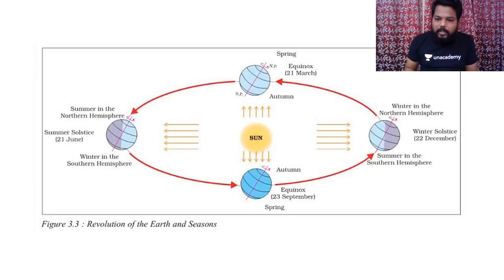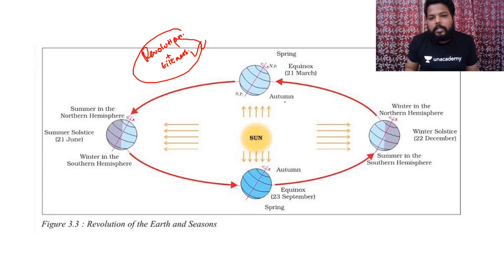Then what is the reason for seasons? Simply, it is the revolution around the sun along with the tilt of the earth's axis. This is the reason for the concept of seasons. The earth is tilted on its own axis by about 23.5 degrees. Because of this tilt, the sun rays falling onto the earth's surface fall in a variable manner. If you see, now it is the southern hemisphere which is facing the sun directly. It means the southern hemisphere would be experiencing summer and the northern hemisphere would be experiencing winter.